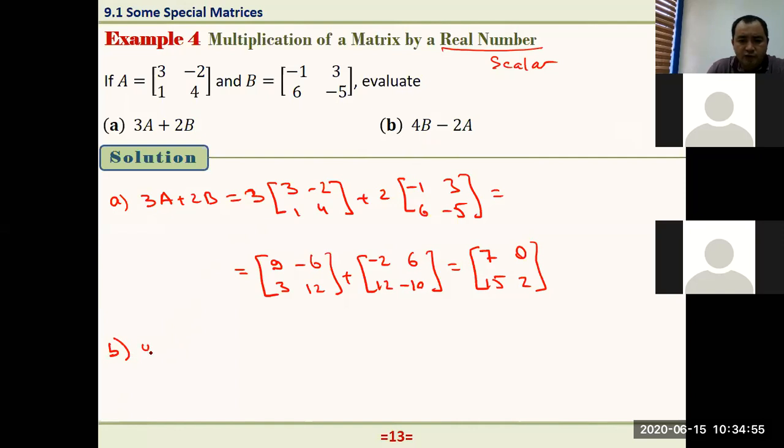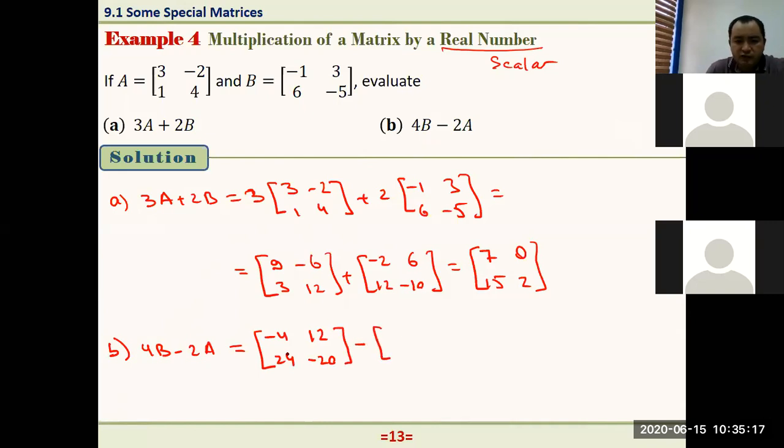B, 4B minus 2A. Now let me just write directly. What is 4B? I need to multiply each entry by 4. 4 times negative 1 is negative 4. 4 times 3 is 12. 4 times 6 is 24. 4 times negative 5 is negative 20.